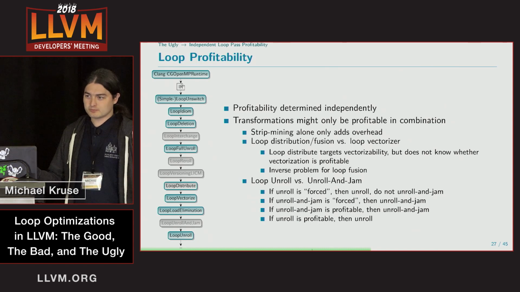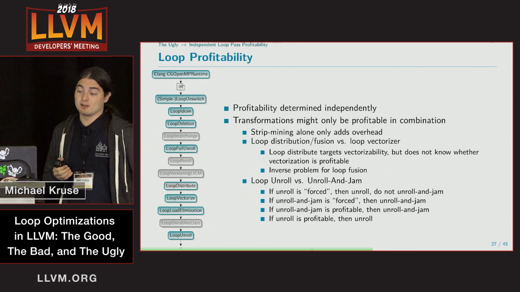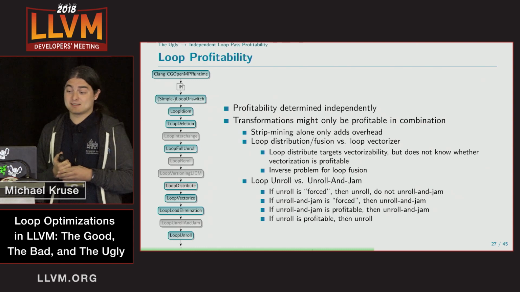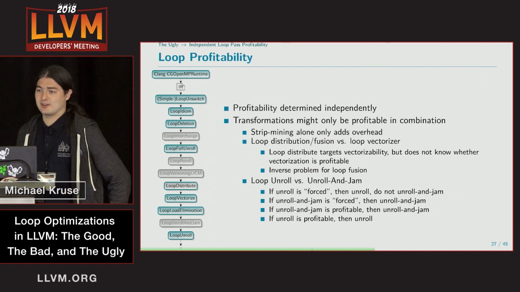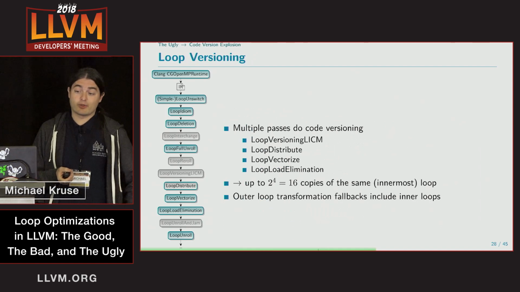If no, if yes, then it would not unroll-and-jam and leave it to the unroll pass afterwards. So this is kind of an interaction between passes, which makes it more difficult to understand. And then there's an issue with the loop versioning.